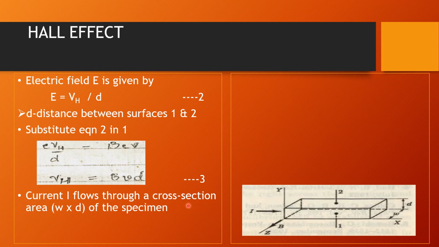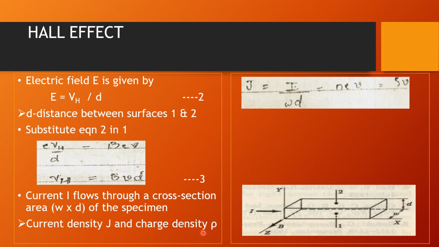Current I flows through a cross-section area w into d of the specimen. w is the width. Current density J and charge density rho can be found as J is equal to I upon w d. J can also be written in this form, N e into V. N e is rho, the charge density. So J can also be written as rho into V. N is the carrier density.